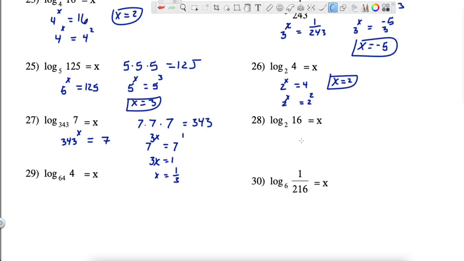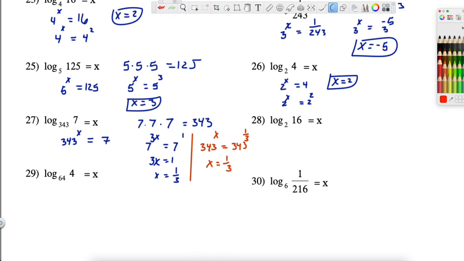Or the other way we could have done it is we could have said 343 to the 1/3 is also 7. The cube root of 343 is 7. And now the base is the same, and we see that x is 1/3. So both those ways work fine. Just choose what works best for you.